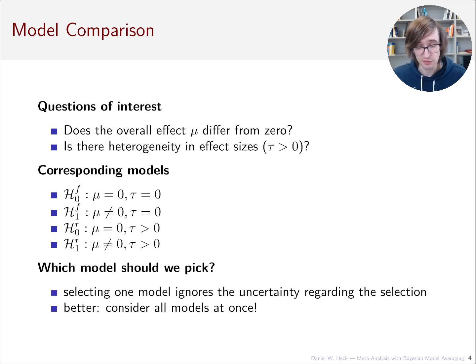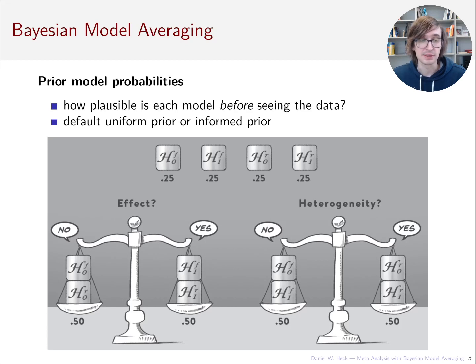If we select one of the 4 models, we ignore uncertainty about which of the 4 models is the correct one. So it might be better to actually consider the uncertainty about which is the best model, and exactly this is done by Bayesian model averaging. First you have to define prior model probabilities, which is a question of how plausible each of the 4 models is before you see the data.